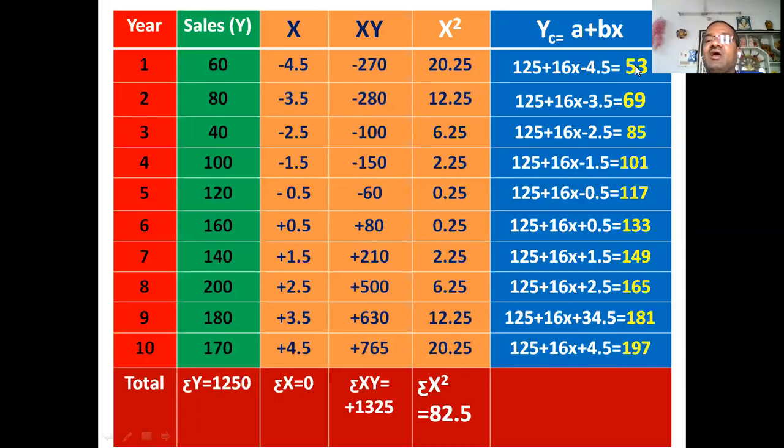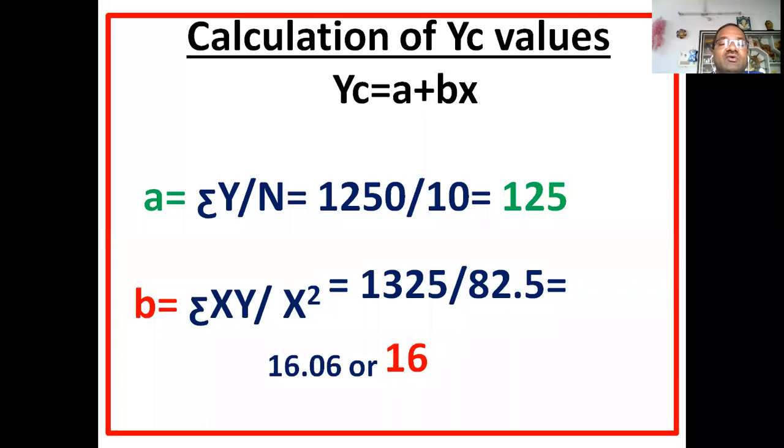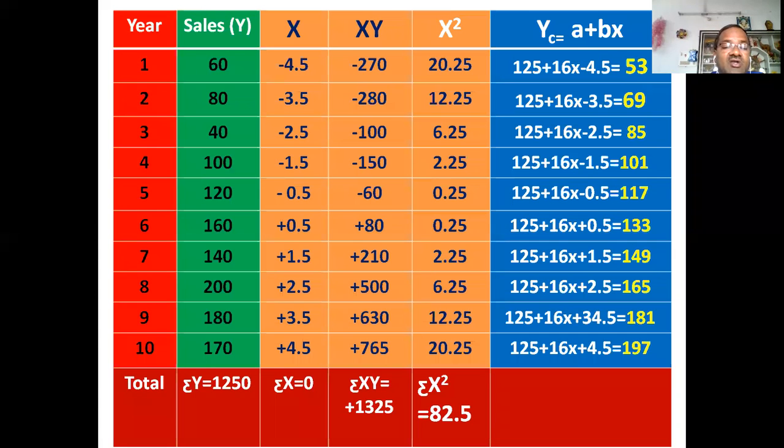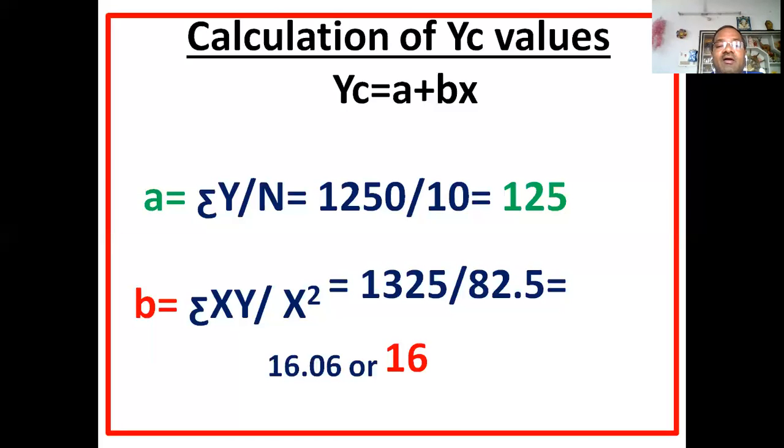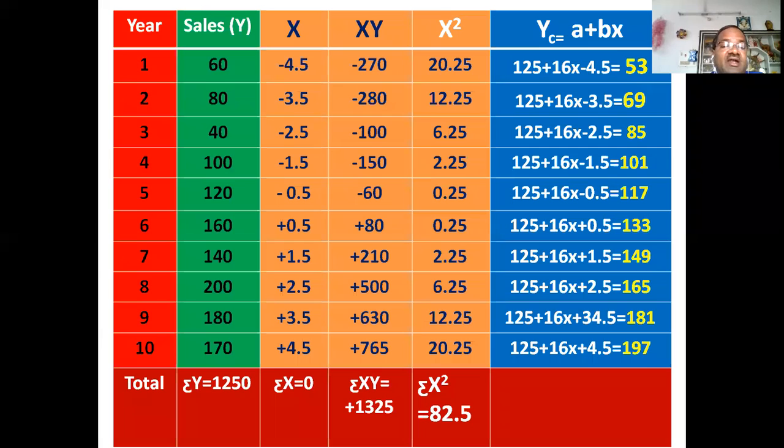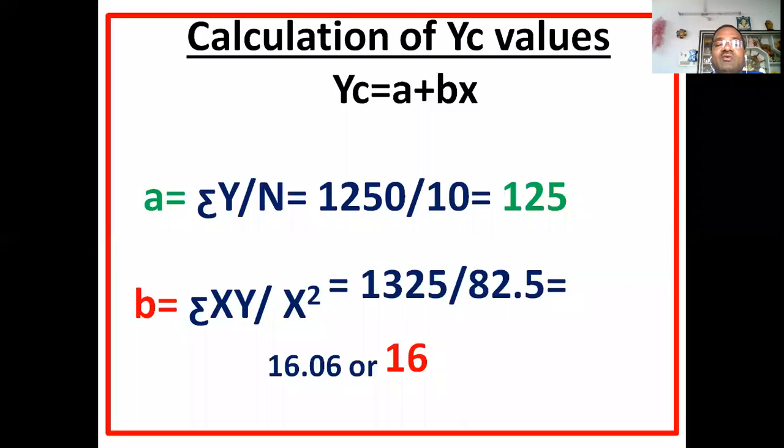So have you seen how these trend values have come here? Yc is equal to a plus bx. Again, a is what here? How did you calculate a? a is equal to sigma y by n. The sigma y is 1250, right? And n is the number of years. The number of years given are 10. So 1250 by 10 is equal to 125. So a is equal to 125.